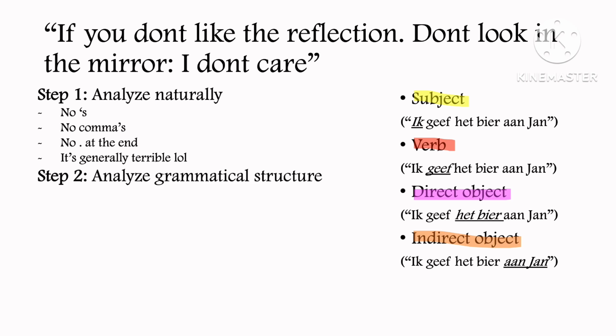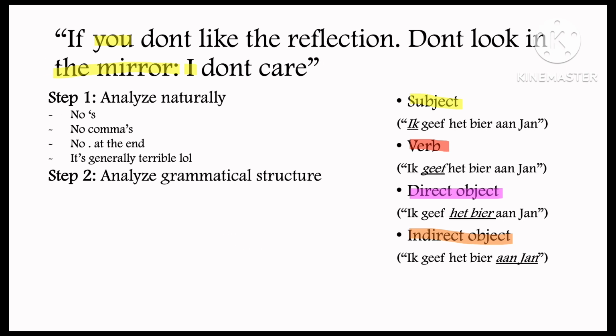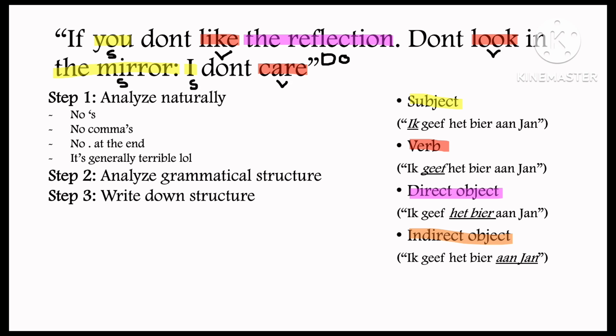The second step is to analyze the grammatical structure. So we look at the subjects. The first one is you. The second one is the mirror. And the first one is I in I don't care. The verbs are like, look, and care. And the direct object is the reflection. And then we have all our grammatical points. Now we need to write it down once again. So we have subject, verb, direct object, verb, subject, subject, and verb.